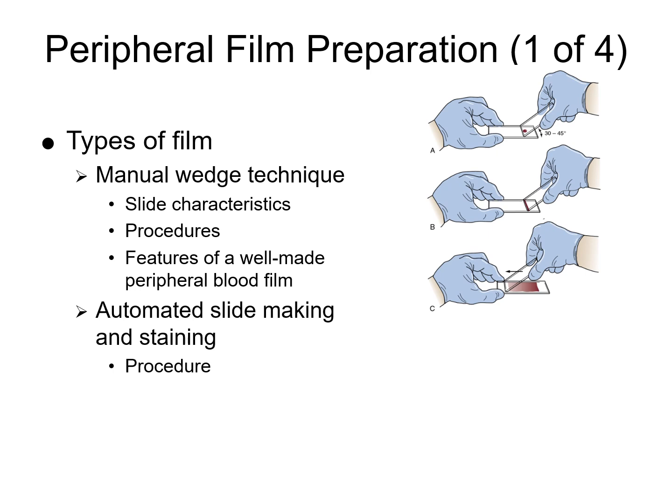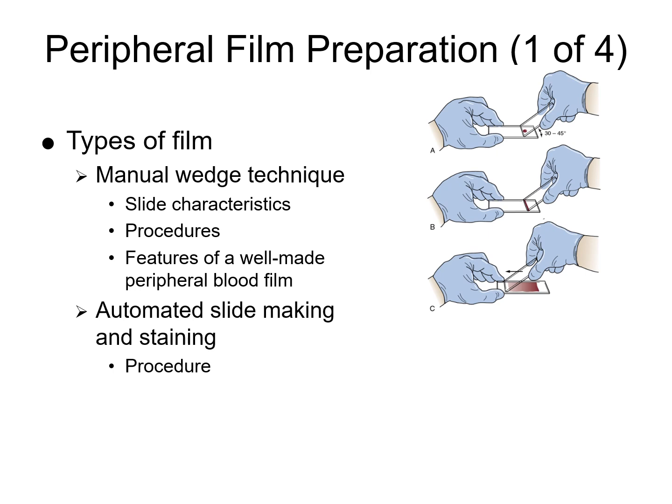To prepare a slide, there are a couple different techniques. The first one is the manual wedge technique. So the most commonly used method for preparing peripheral blood films is this manual wedge technique. In this method, a drop of blood is placed near one end of the slide and a second spreader slide is used to pull the blood across, which creates a thin feathered edge suitable for microscopic examination.